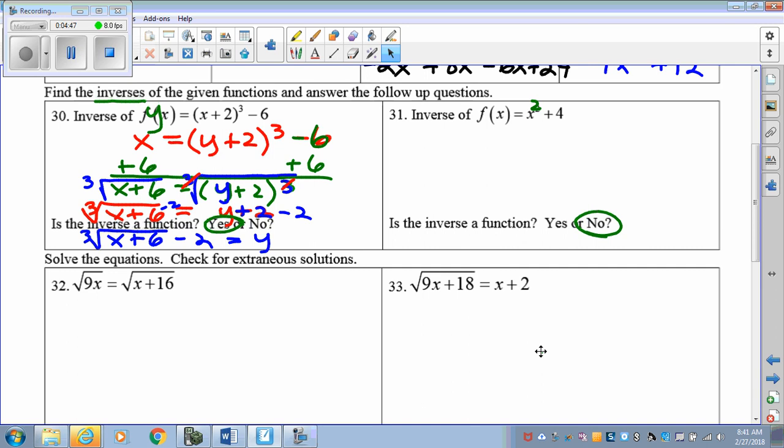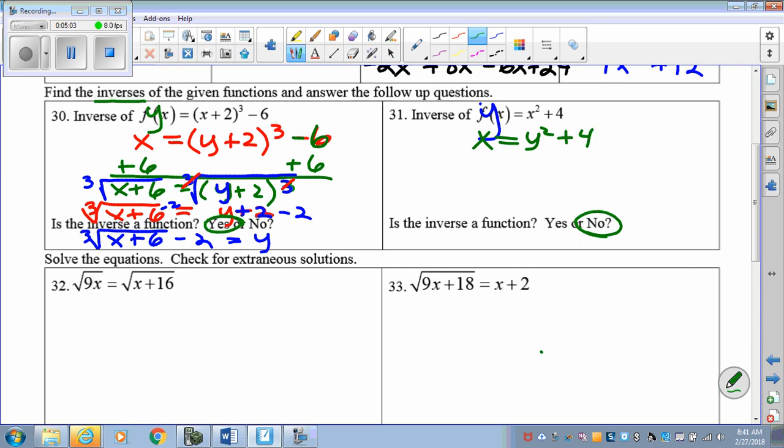And then what's the equation of it? I can do that using my algebra. I can switch my x and y's, right? F of x means y. So I'm going to say x equals y squared plus 4. All right, I just switched the x and the y. And then now I get the y by itself. So I'm going to start by getting rid of the 4. So I get y squared equals x minus 4.